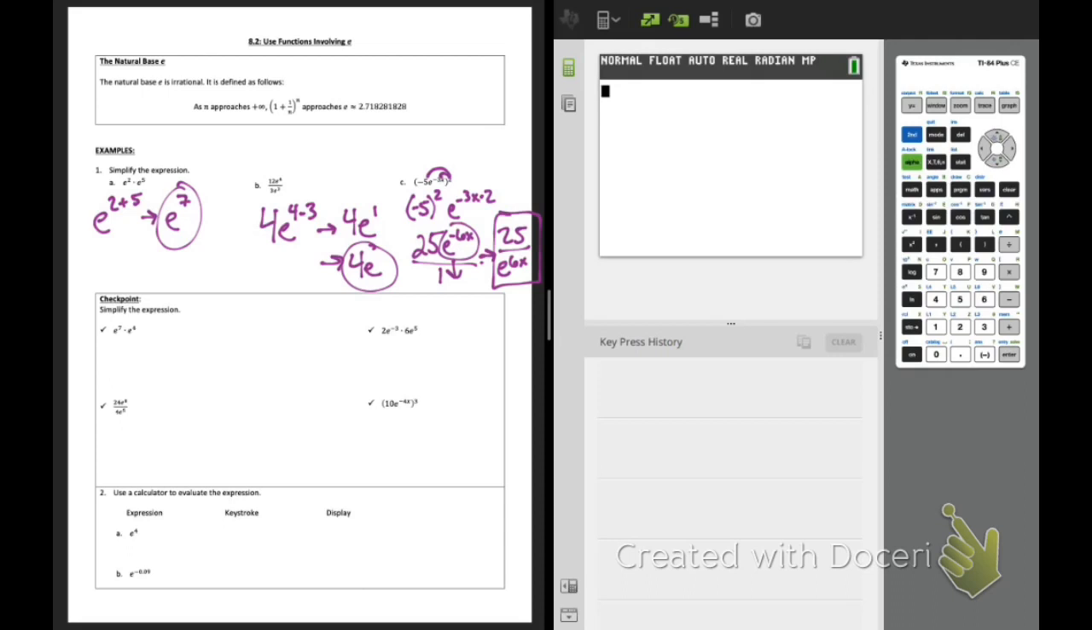So here we've got e to the 7th times e to the 4th. Again, when we multiply the same base, you add your exponents. So e to the 7th times e to the 4th becomes e to the 11th.